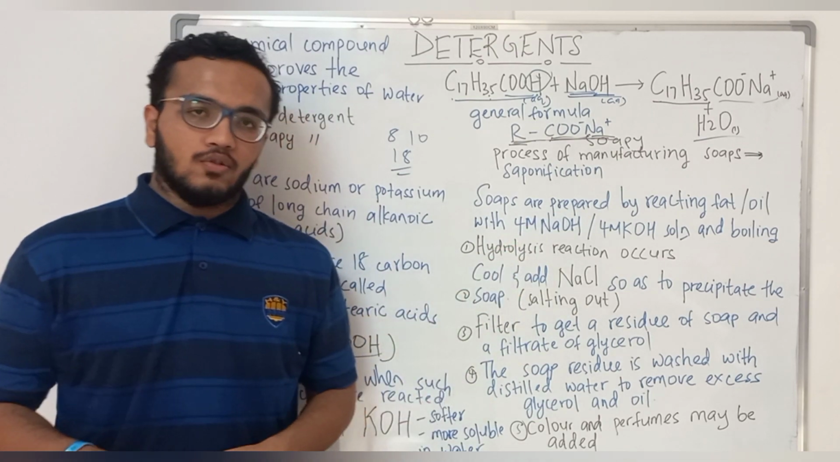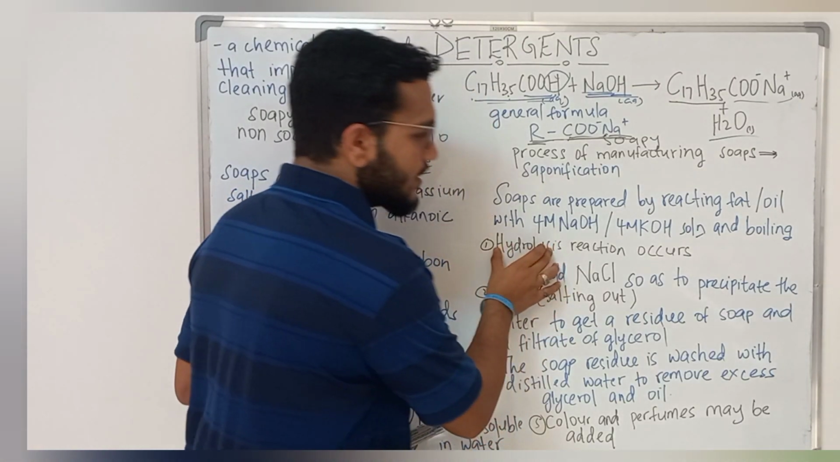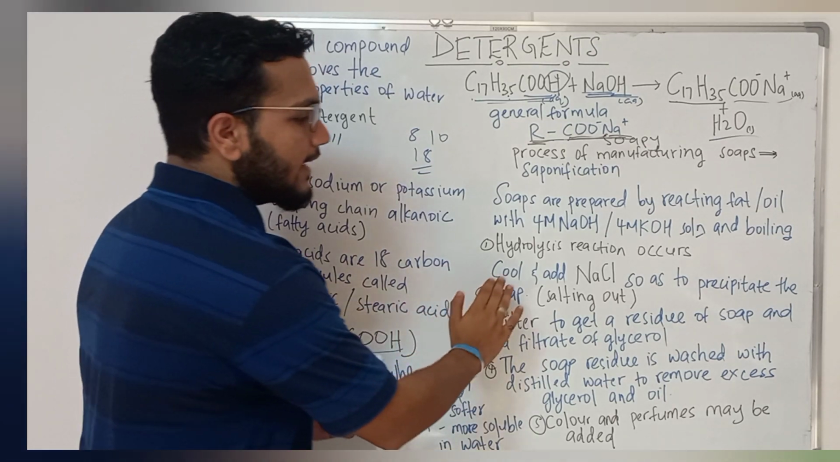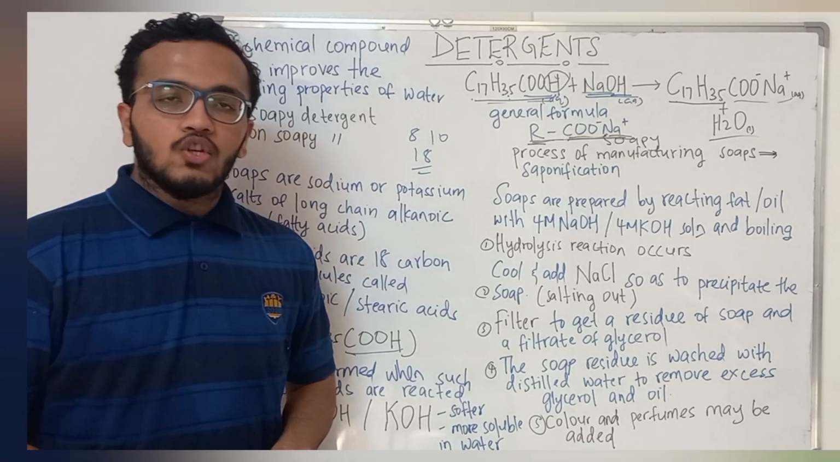What is the reaction that occurs? Hydrolysis. So a hydrolysis reaction is occurring, as we will see. Now you cool and add sodium chloride so as to precipitate the soap, a process known as salting out.